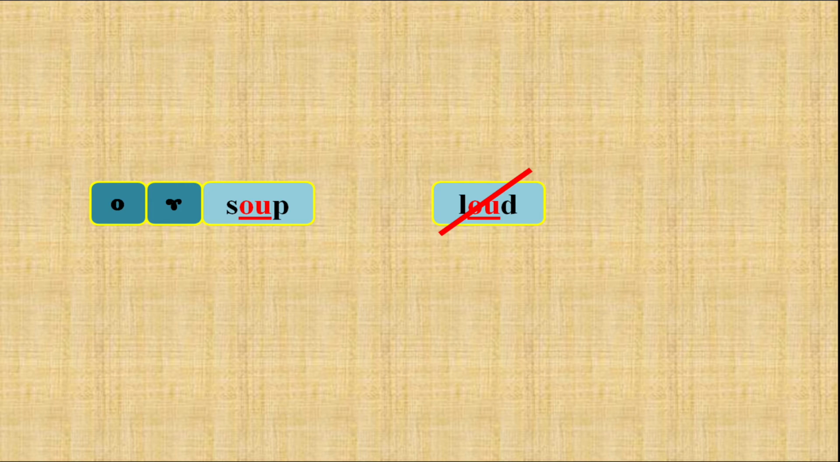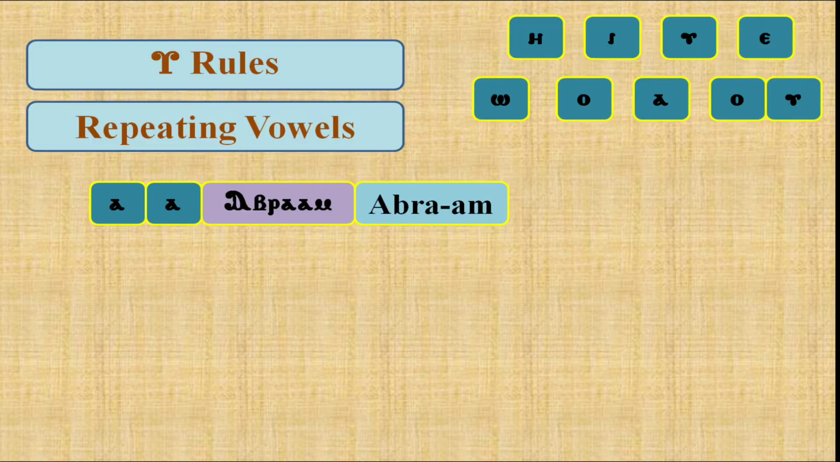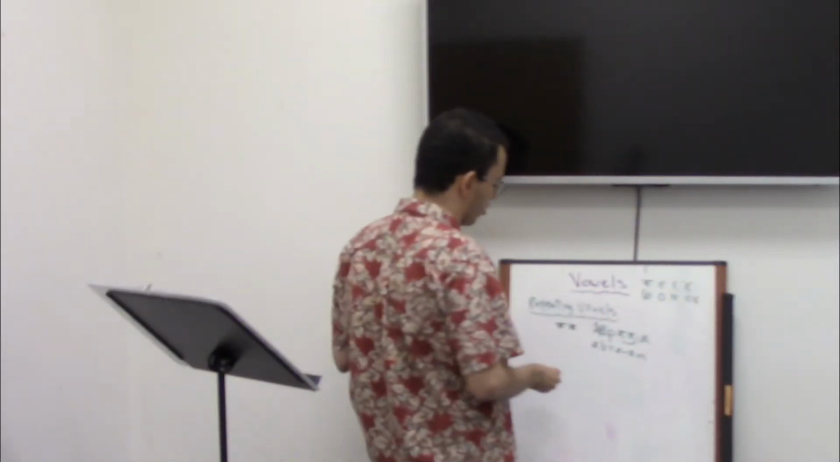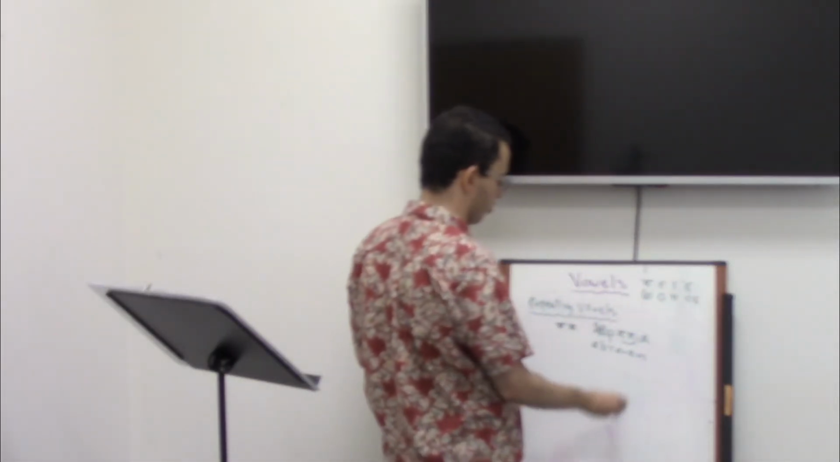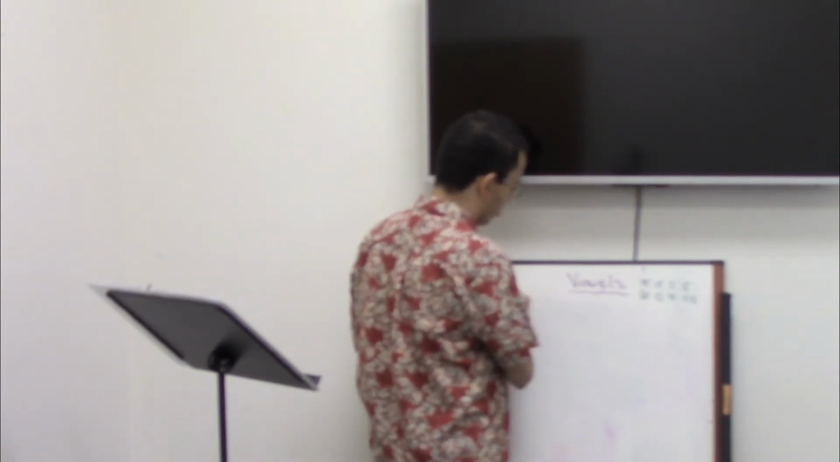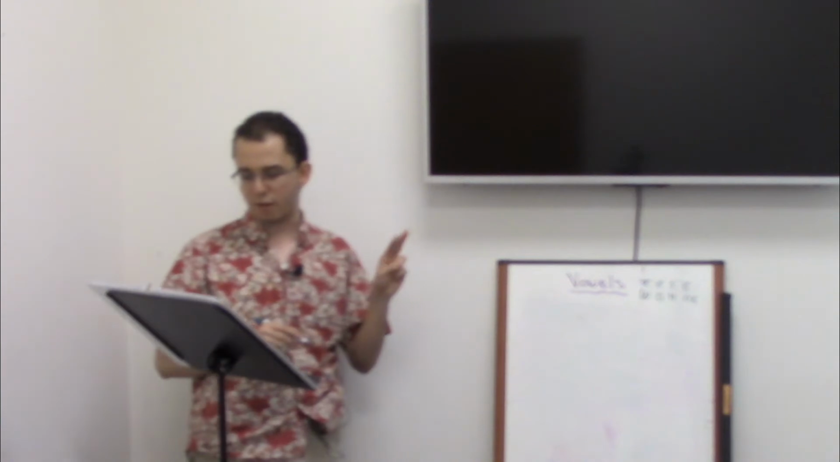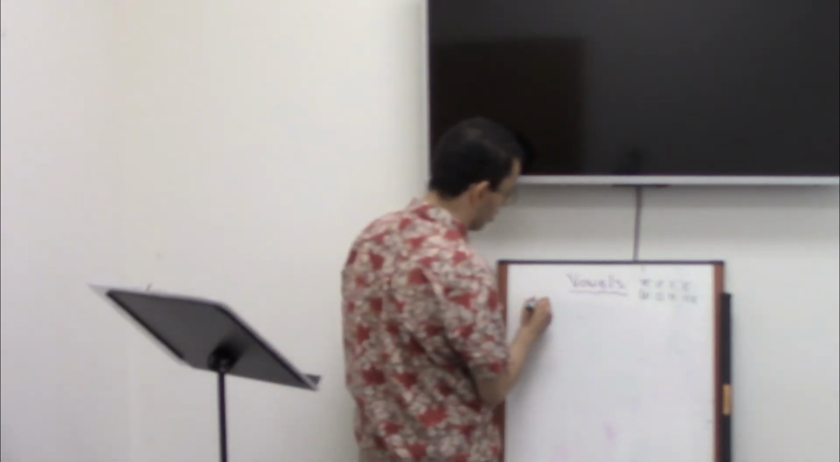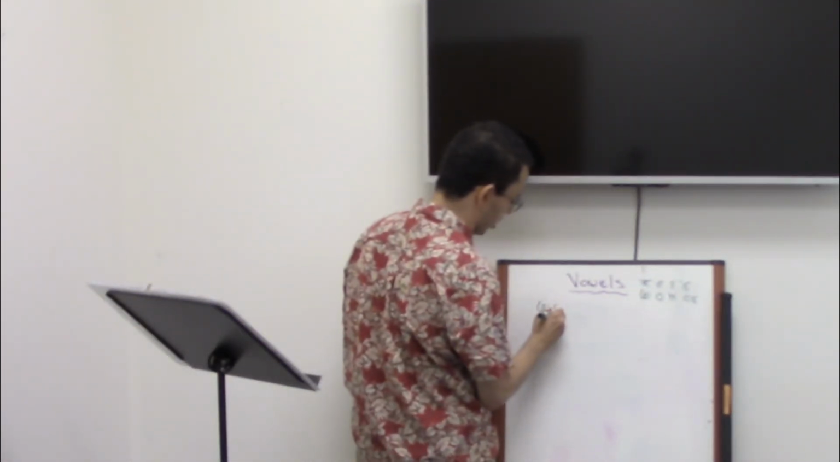Okay, so let me keep going. This is what we call the repeating vowels rule. In the last part of the video, we covered the repeating vowel rules. Now we're going to learn another Coptic rule. This specifically concerns another vowel combination, and those are the omega and then the iota.